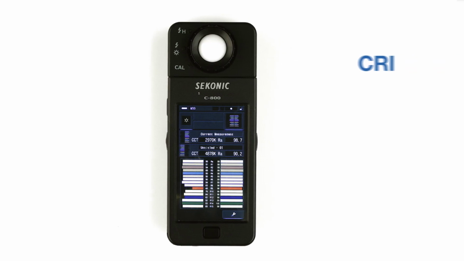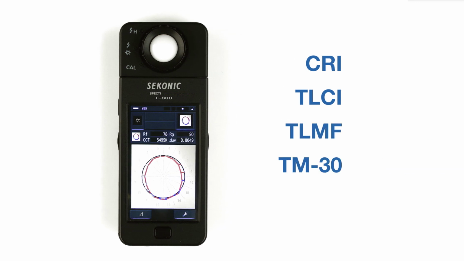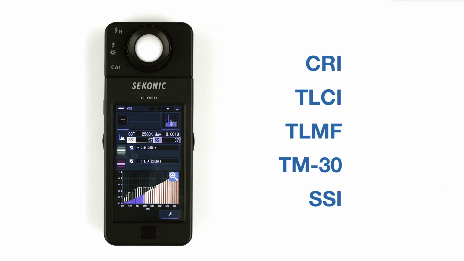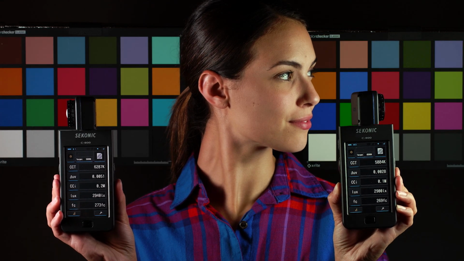Many ask, how should we use CRI, TLCI, TLMF, TM-30, and SSI? First, if any light score is low, then this alerts you to possible problems that it may be difficult or impossible to solve for in post. Secondly, they can help you find lights that will match.